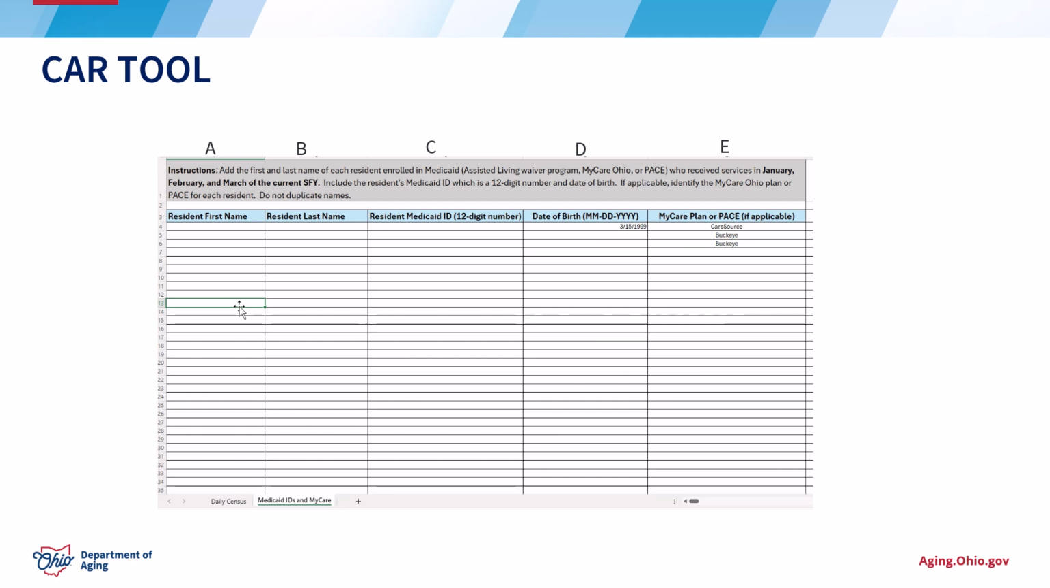We will be validating the information that is on the second tab against the information that is on the daily census tab here. So please make sure that each of the residents that receive services on one of the Medicaid plans was reflected here. We will not accept reports that were run and attached in share file. All of the resident information must be reflected on this document.